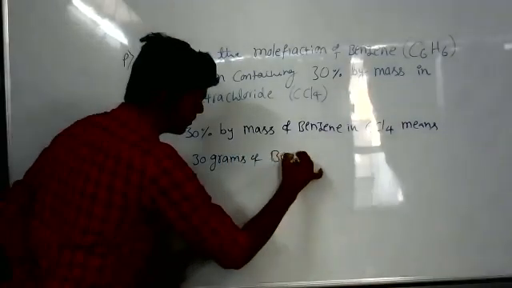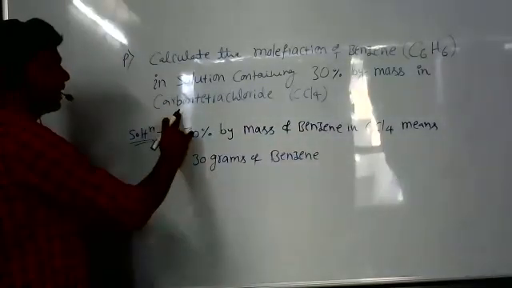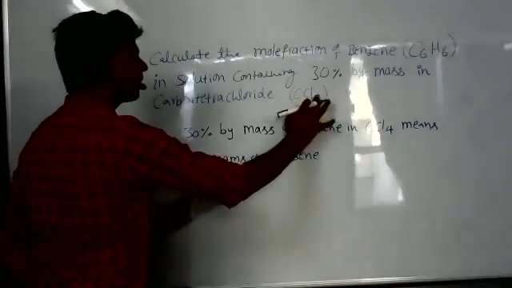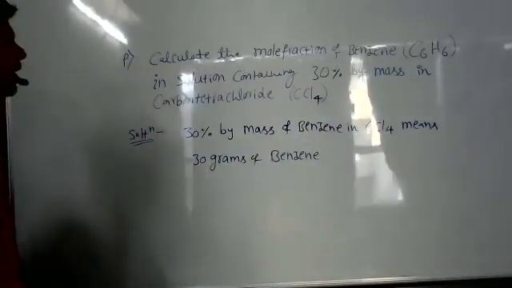Sir, can you repeat the compound name? I'm not able to see it, there's glare. What is this compound name? Carbon tetrachloride, formula is CCl4. Carbon tetrachloride.